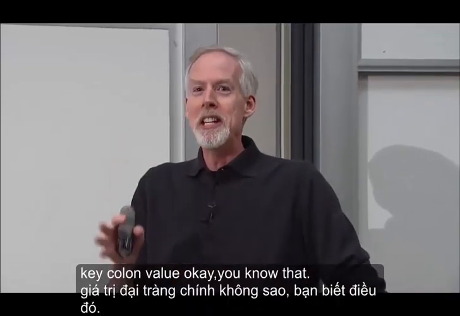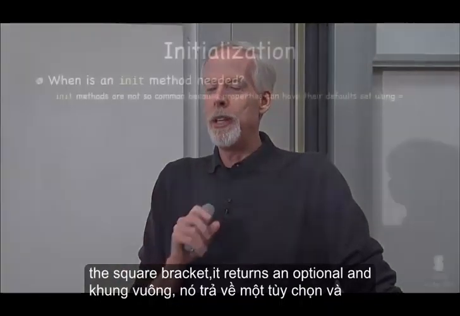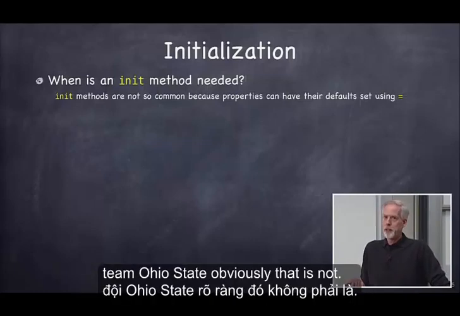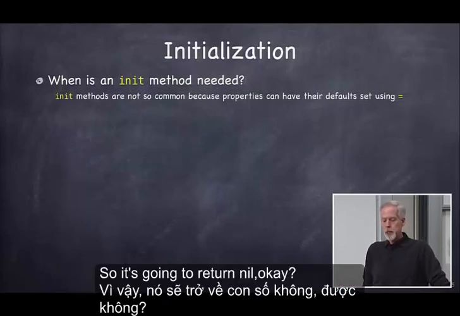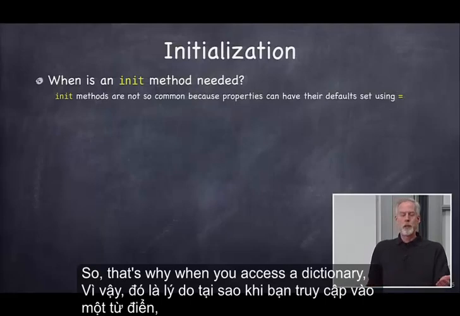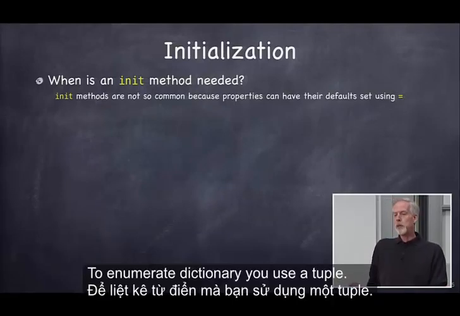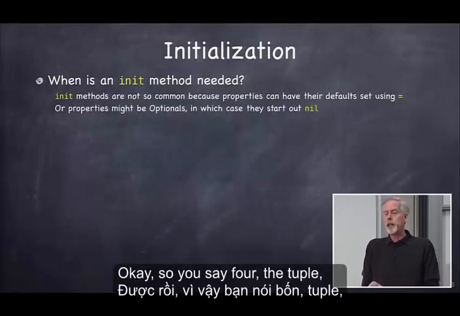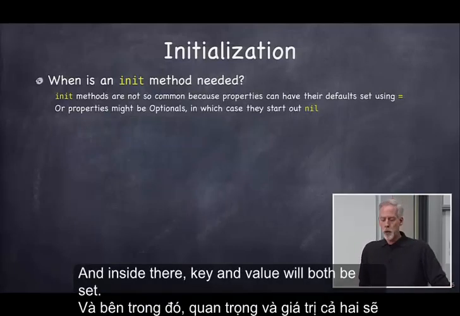Okay, init. All right, so when do you need an init method? Well, you actually don't need an init method that often. Okay, we had the init method in the CalculatorBrain. It made sense there. We needed it there. But you don't need it that often because a lot of your variables and constants in your class or struct are set with equals. So you don't need them. Or maybe the properties are optionals, and so they can just start out nil and you set them later, okay, like the outlets in a storyboard.